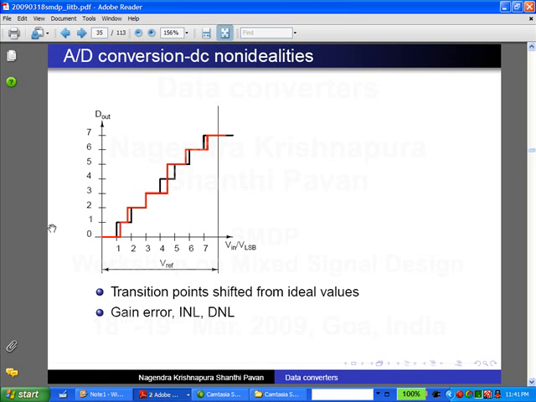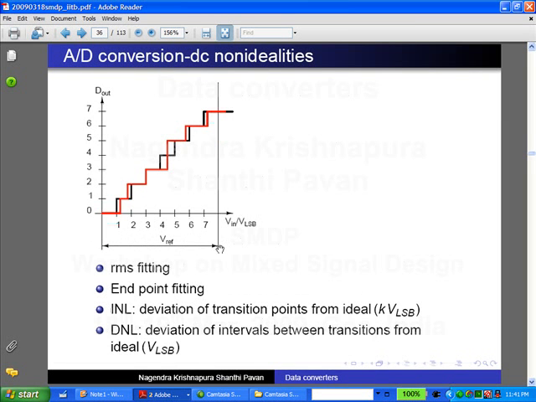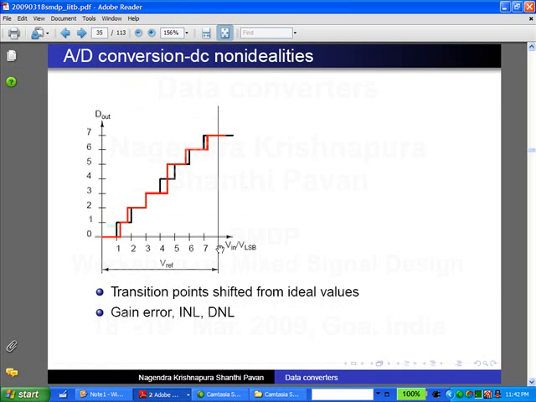This kind of thing can happen because nothing is ideal. I want to establish thresholds at VLSB, 2 VLSB and so on, but they can all be shifted around by some amounts. So the transition points will be shifted from the ideal values, and this gives rise to some errors, which are known as the gain error, the integral nonlinearity, and the differential nonlinearity. So let me go through the nonlinearities.